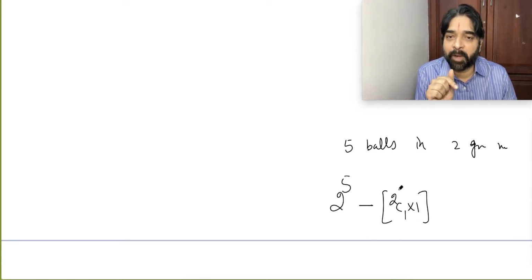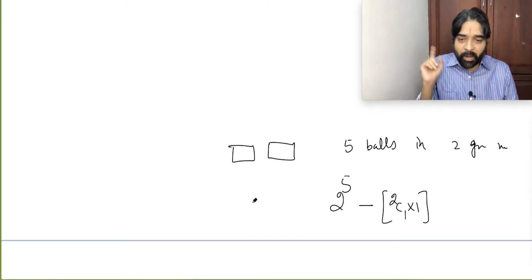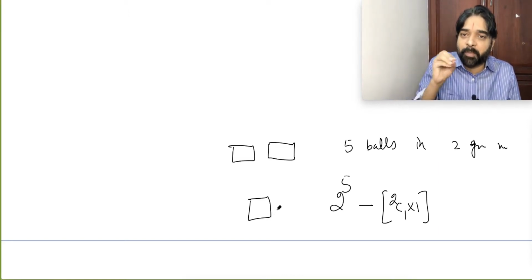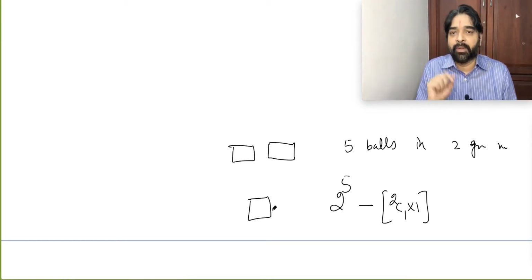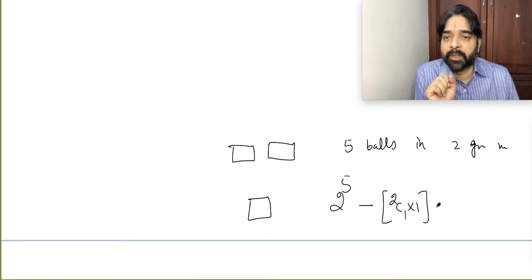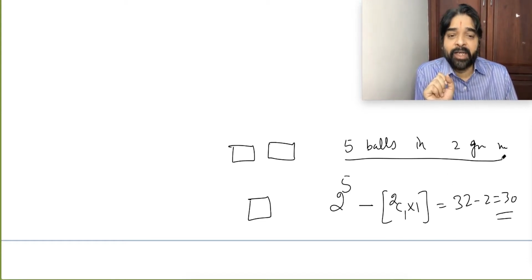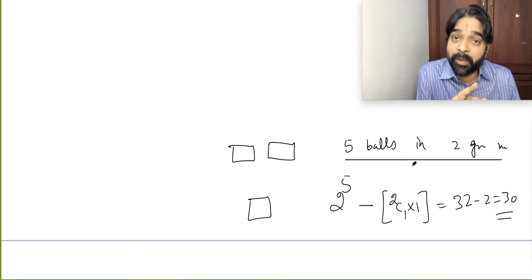Did you understand this point? Is it clear to everybody? 2C1 is what? We are having 2 boxes. 1 box I selected and threw. Now only 1 box left. In how many ways can you distribute 5 different balls into this box? One way. Simply you will take balls and put inside. There is no other option. Is it clear to everybody? So this will be 32 minus 2 is equal to 30. Means there are 30 ways to distribute 5 balls into 2 groups if empty group is not allowed.